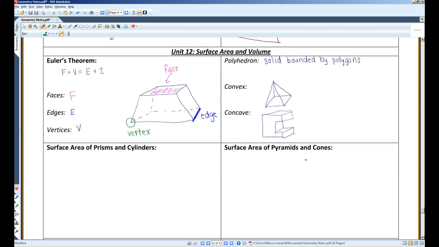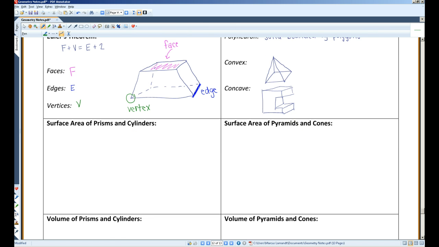Convex and concave, you guys hopefully remember this when we were learning about polygons. If all the vertices are pointing out, it's convex. If it caves in somewhere, it's concave. Alright.